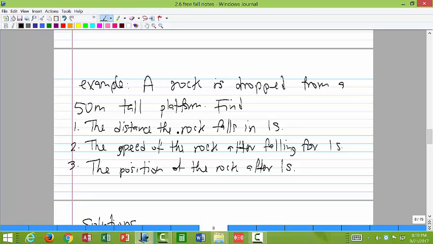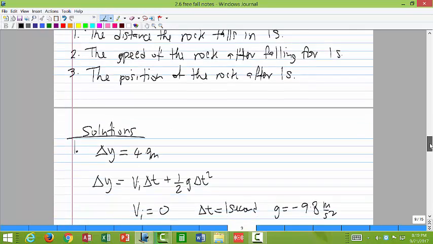Find 1, the distance that the rock falls in 1 second, 2, the speed of the rock after falling for 1 second, and 3, the position of the rock after 1 second. We can do that in the next frame. I'm giving you about 5 minutes to do this exercise, and then we can look at the solutions in the next frame.